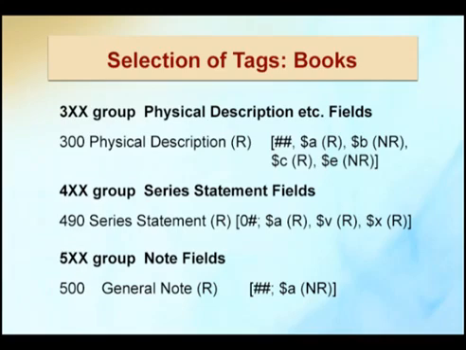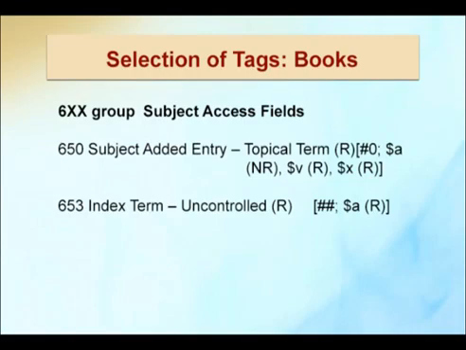Generally, bigger libraries like national libraries, state central libraries, university libraries use a number of tags under the 5XX group, but general note 500 will serve the purpose of small scale libraries or medium sized libraries. Similarly, under the 6XX group, the most important two tags are 650 subject identity and 653 index terms.